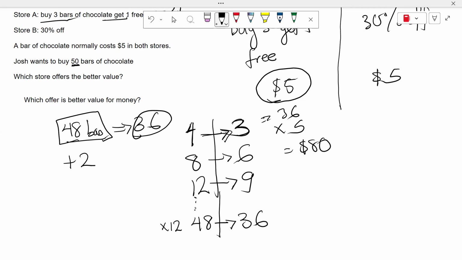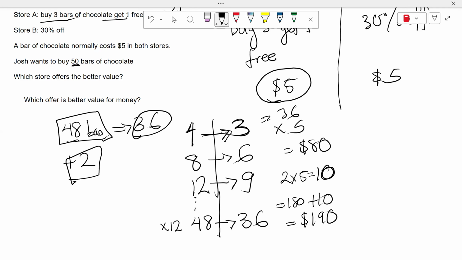$180. And remember, we're buying 2 extra bars. 2 times 5 is 10. So 180 plus 10 is $190. So Josh, if he wants to buy 50 bars of chocolate from store A, he'll be paying $190. First, you get 48 bars at the same value as 36 bars, and then you just get 2 extra bars.